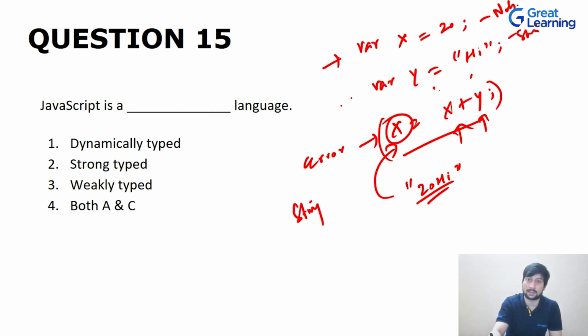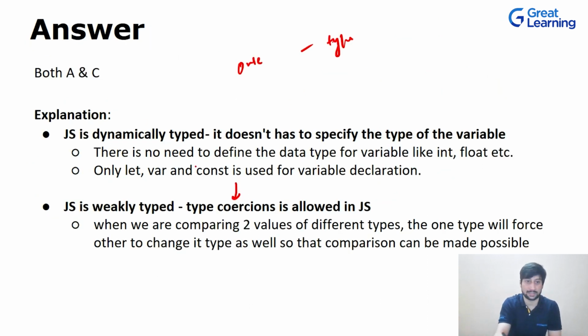Now it is also string, it is also string, right? So this is what is known as type coercion. The type of that variable was converted into another. So this is what is known as weakly typed language. So JavaScript is both dynamically typed language as well as weakly typed language. So the correct option is both A and C, which is 4. So explanation is given over here. Dynamically typed is simple. You don't have to specify the type of your variable, and weakly typed means that type coercion is allowed in JavaScript.